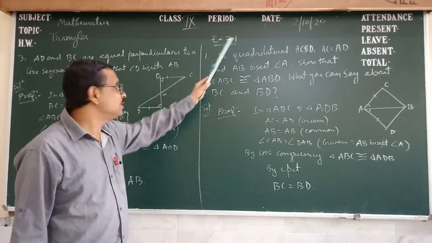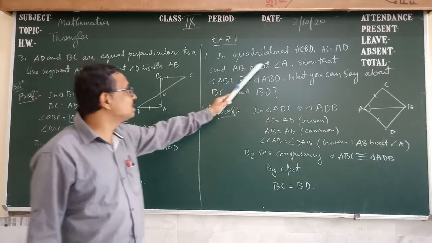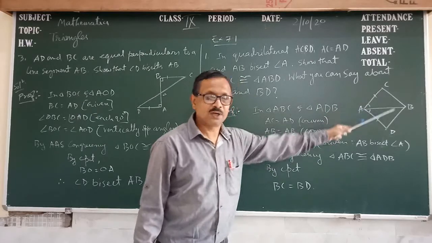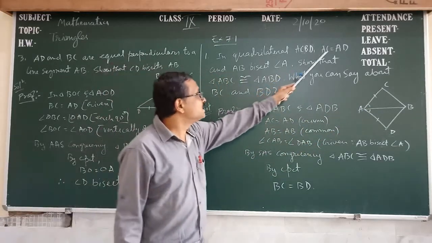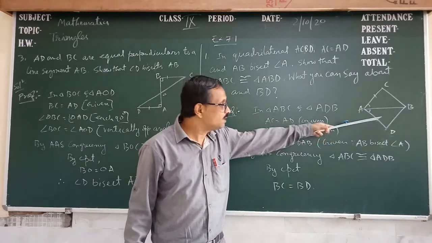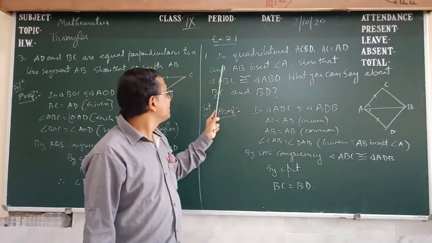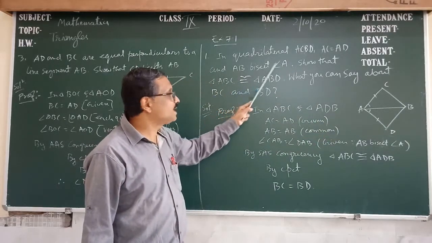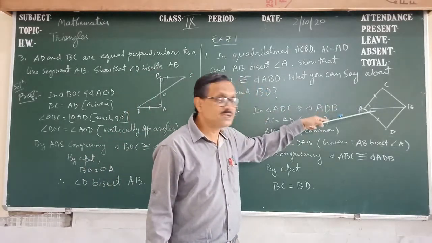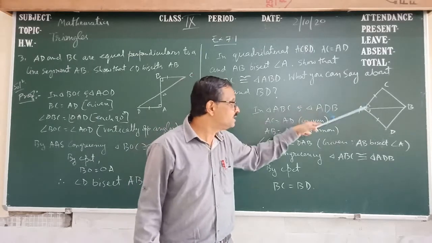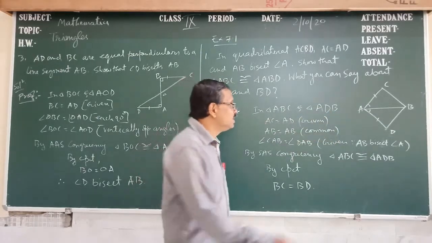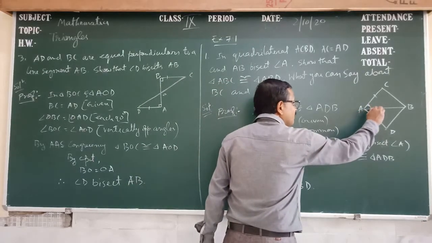Exercise 7.1. The first question is: ACBD is a quadrilateral. In this, AC is equal to AD. This AC side is equal to AD side, that is given. And AB bisects angle A. AB is a line which bisects this angle A. Bisect means this angle is equal to this angle.